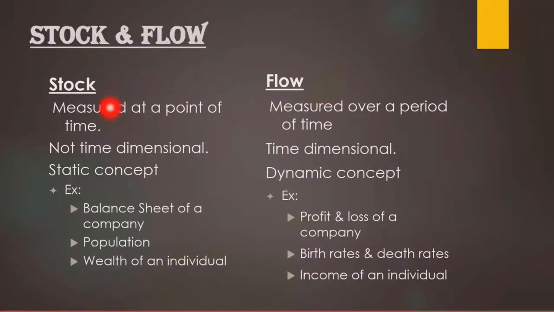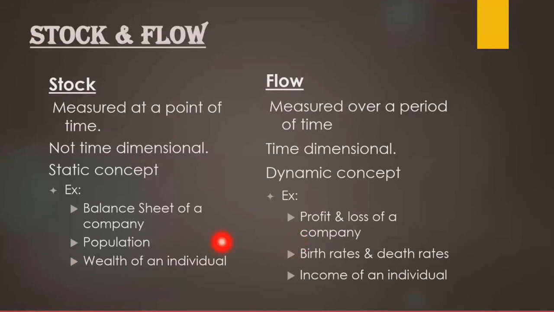So what is measured at a point of time is the stock, and what is measured over a period of time is the flow. You can see the first example, population. We get the census report every 10 years, so we see the population at a particular time. That is the stock concept. But the birth rates and death rates are the flow concept.